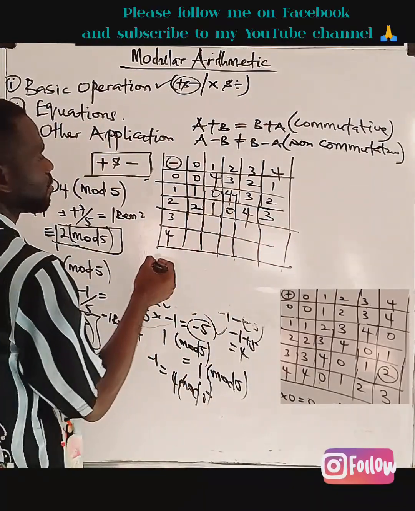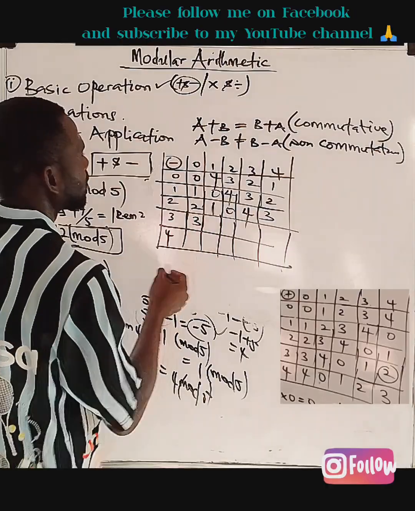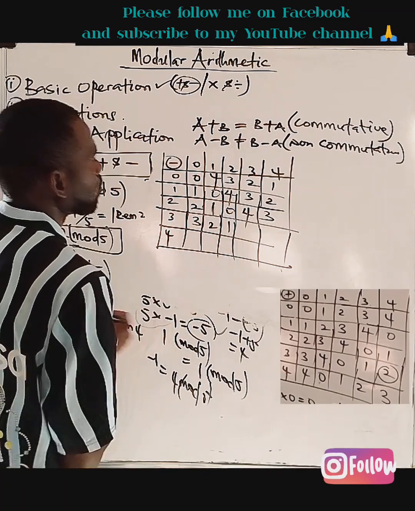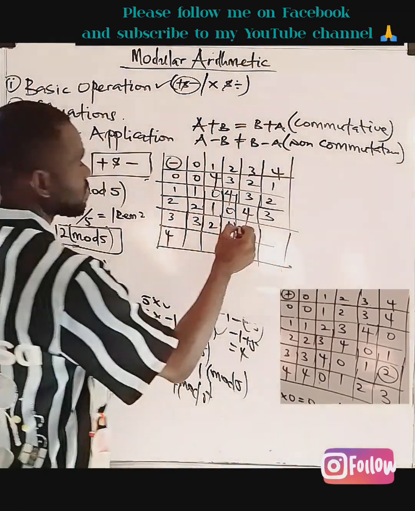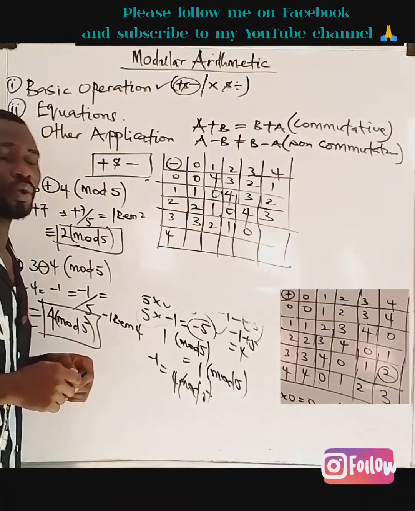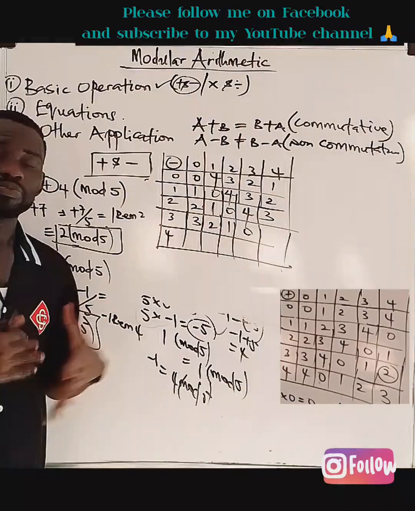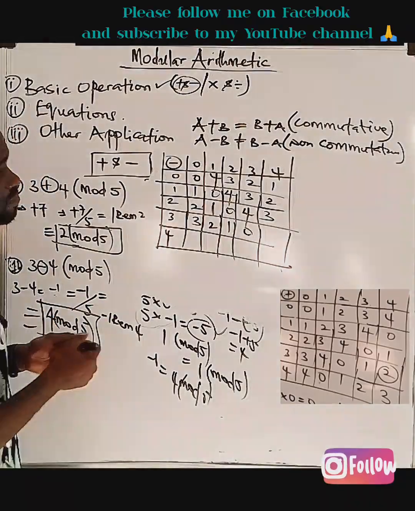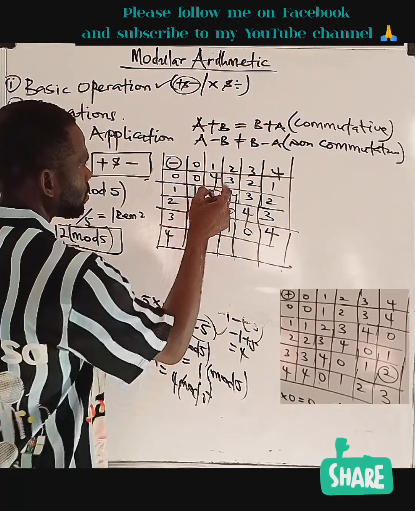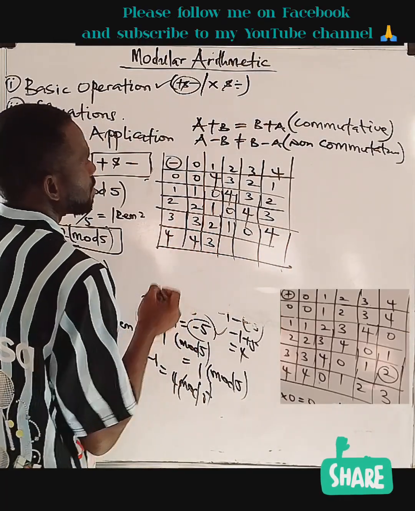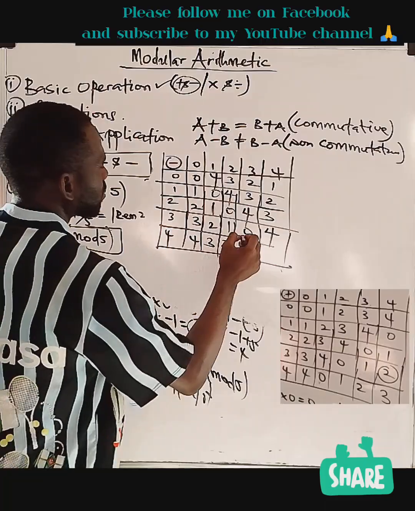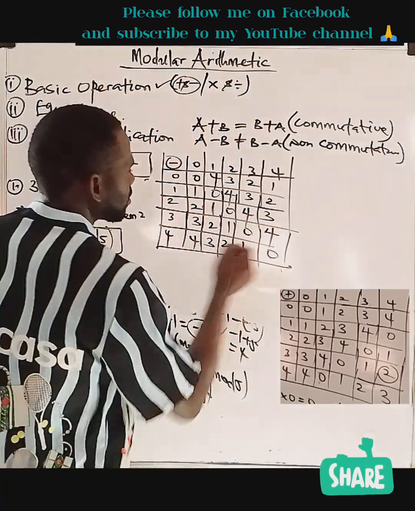So 3 minus 0 is just 3. 3 minus 1 is 2. 3 minus 2 is 1. 3 minus 3 is 0. So 3 minus 4 will give us -1. So -1, let's assume +1 in modulo 5 is 1 modulo 5, that is 4. And you come back to minus. 4 minus 0 is 4. 4 minus 1 is 3. 4 minus 2 is 2. 4 minus 3 is 1. 4 minus 4 is 0.